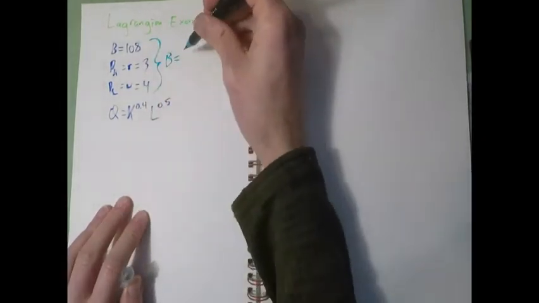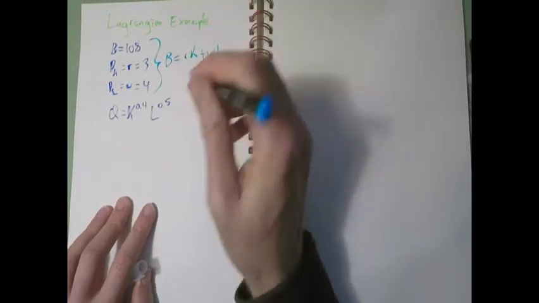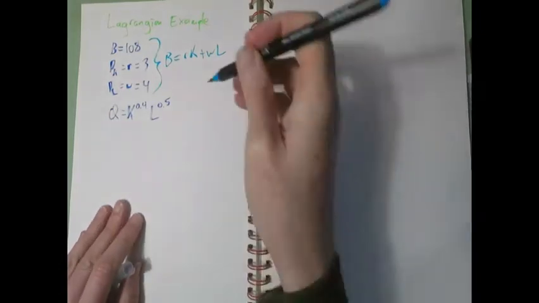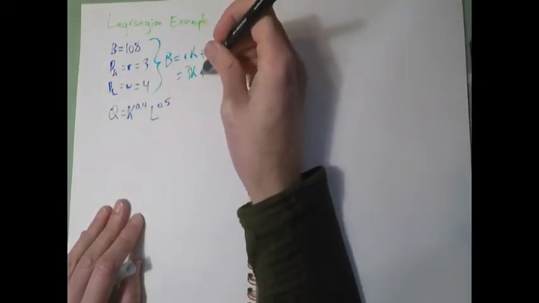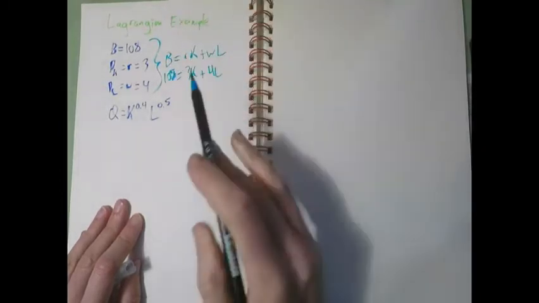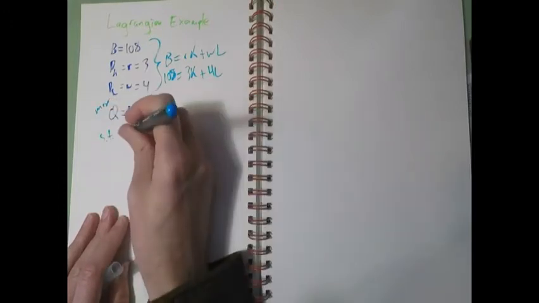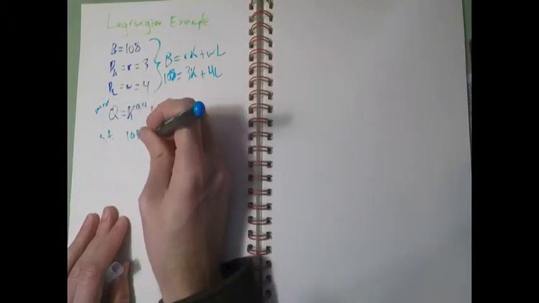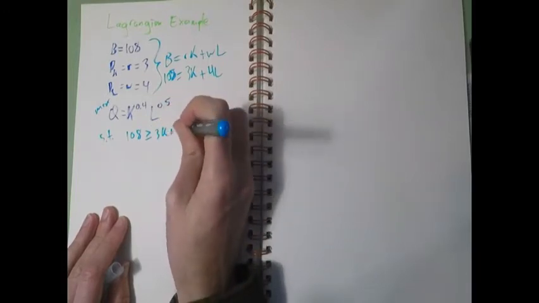Our budget is going to be R times K plus W times L, right? Or price of capital, price of labor. Which means we're looking at 3K plus 4L equals 108. So this is going to be our constraint. So we're going to maximize this subject to 108 is greater than or equal to 3K plus 4L.